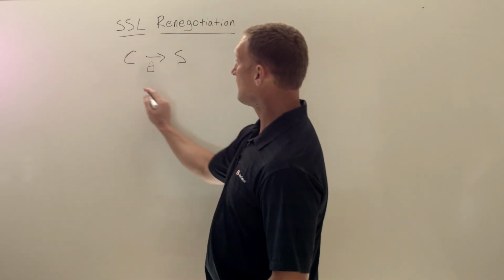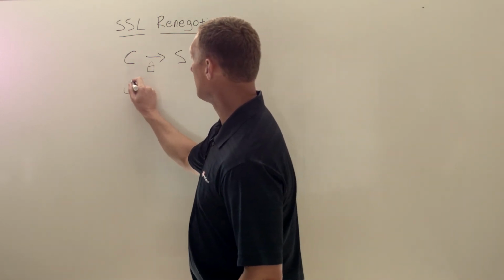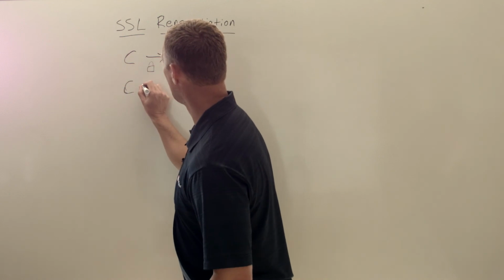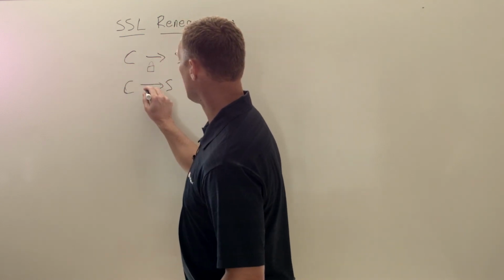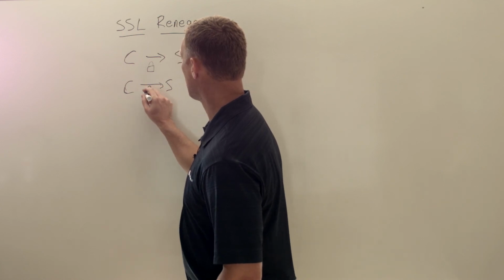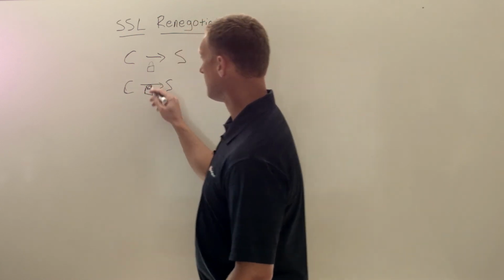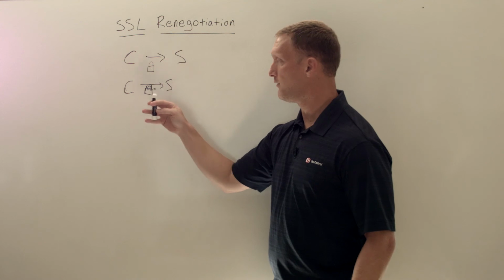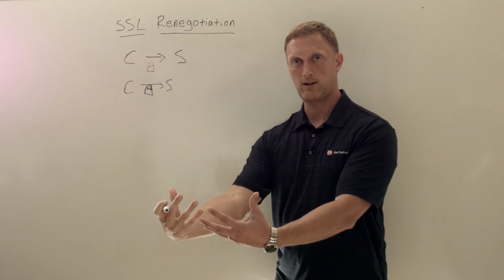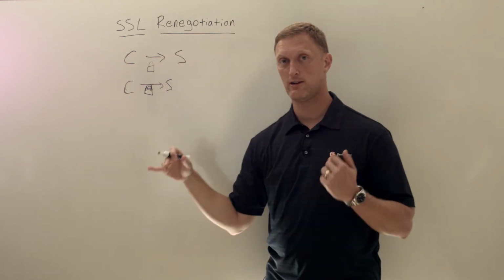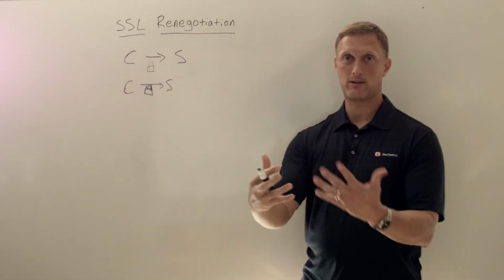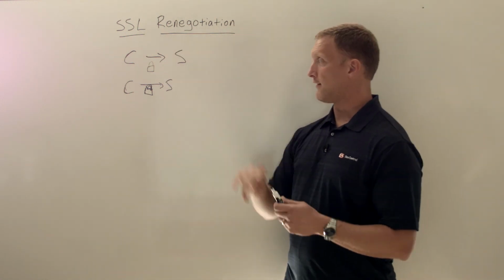And in the midst of that, the client needs to establish a new secure connection to the server. I'll put that one as maybe a double lock. So a completely new TLS handshake has happened now. And that is what this renegotiation is. And for the reasons that I just talked about, that's why this is needed.